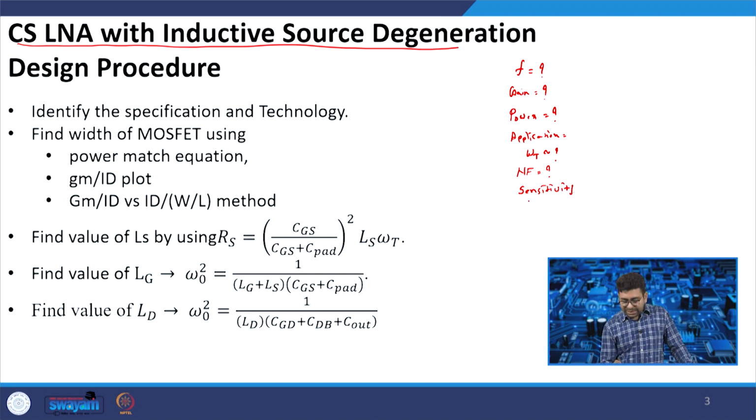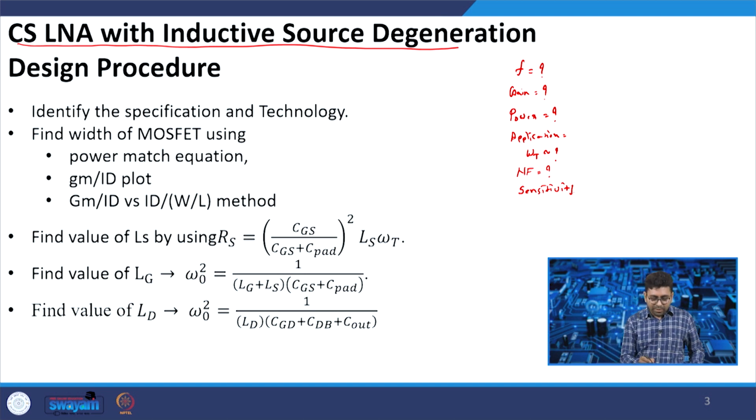Sensitivity is a parameter provided in each standard. If you remember, when we discussed the basics of wireless communication, we discussed the sensitivity. If any standard has provided the sensitivity, based on the required SNR you can find the noise figure of your receiver, and as the LNA is the first component, you will get the noise figure of the low noise amplifier. All these parameters are important, and once you know the specification and technology, you need to find out the width of the MOSFET.